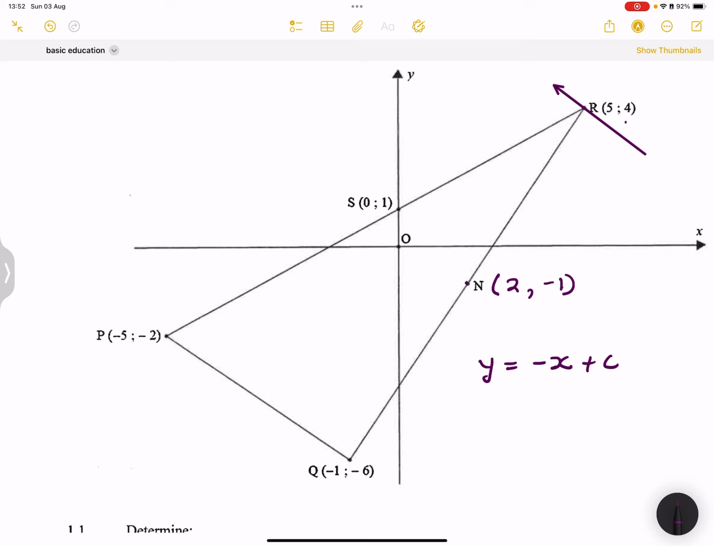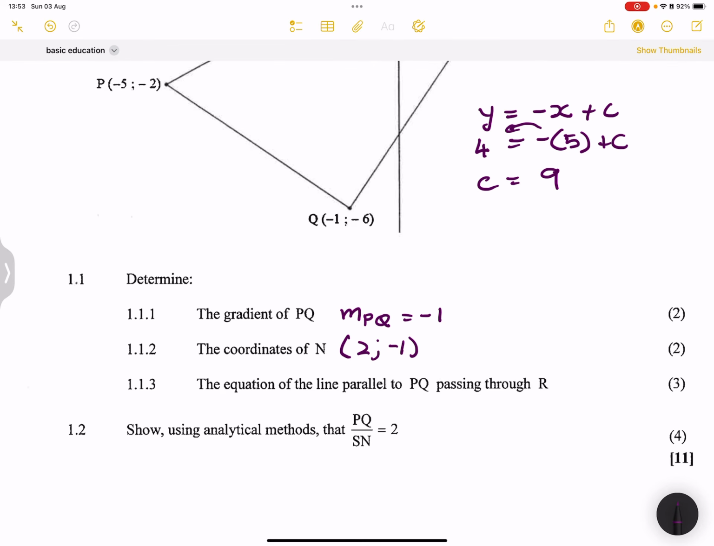We're going to substitute the coordinates of a point that it passes through, and that is point R. So when x is 5, y is 4. If I take that to the other side, c would be equal to 9. Which means this line would have the equation y is equal to minus x plus 9. All right, there we go.